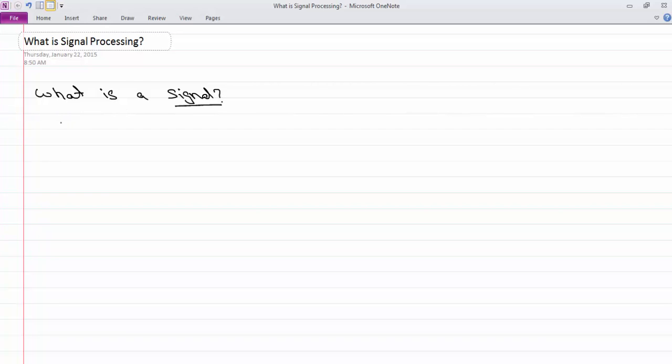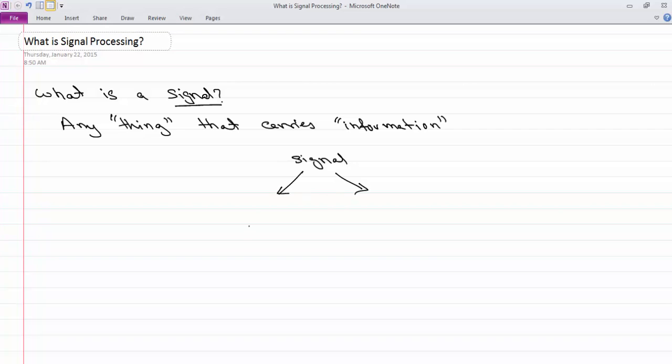So a signal is "anything," and the word is in double quotes because it could be literally anything, right? An image, if your shirt has some message, even that is a signal. So anything that carries information or conveys information is a signal. Now, there are two types of signal broadly that you can divide the world into.